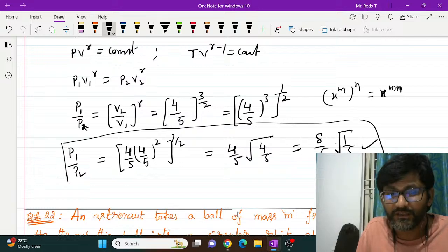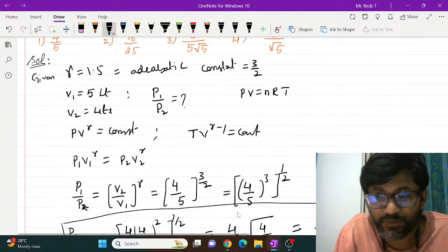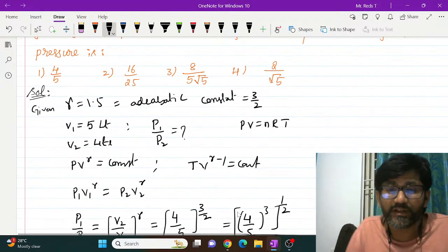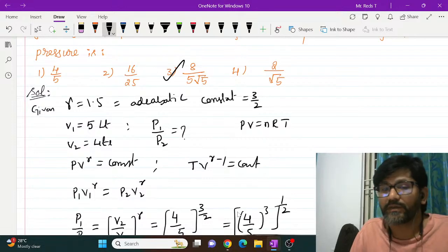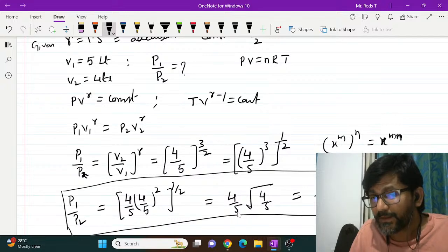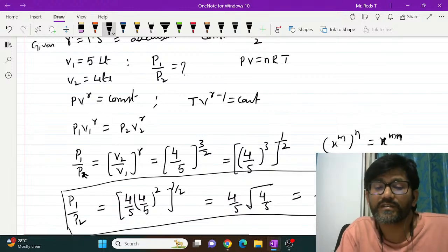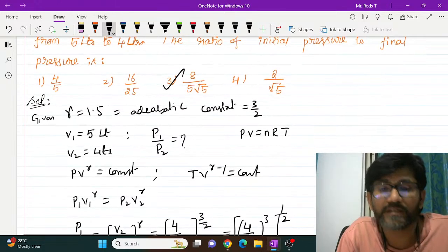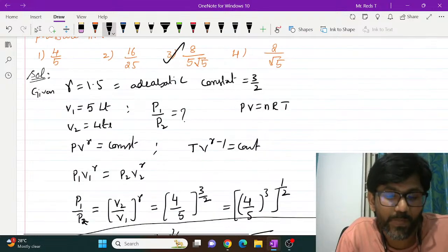Based on the requirements you have to simplify. So is there any such option, 8 by 5 into root 1 by 5? Here 8 by 5 root 5. So 8 by 5 into root 5, which comes in the denominator, so root 5. This is your answer. So that is how you have to simplify. So here, which option is right? The third option is right. I hope it is clear for you.